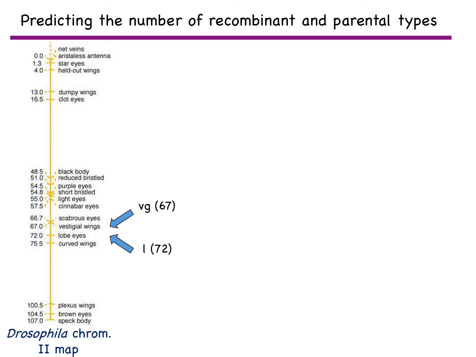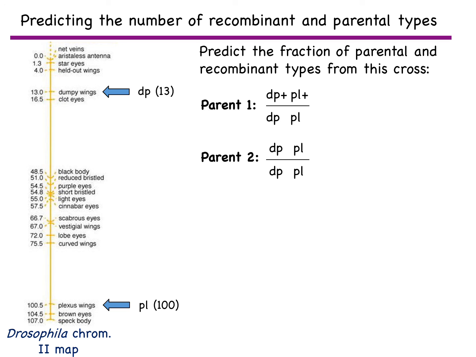Okay, so now I'm going to have you do another calculation, along the lines of the calculation we did before using the vestigial and lobe genes. But instead, we're going to look at a couple of other gene pairs. Specifically, the dumpy wings gene and the plexus wings gene. You're going to predict the fraction of parental and recombinant types from the cross carried out with these two parents.